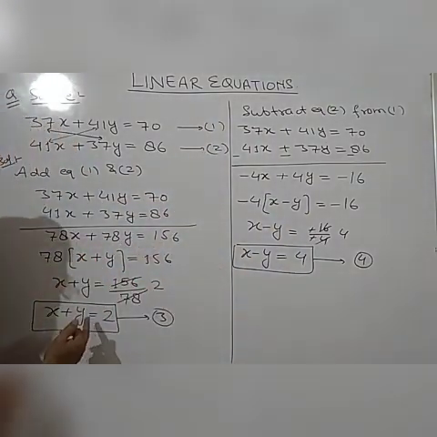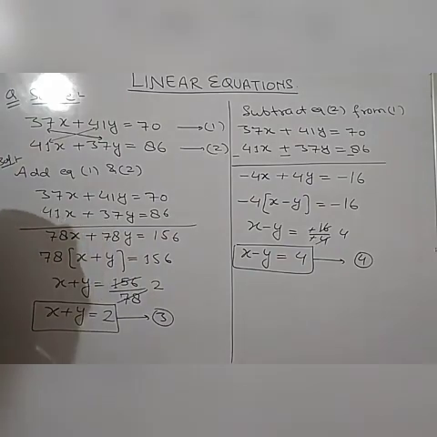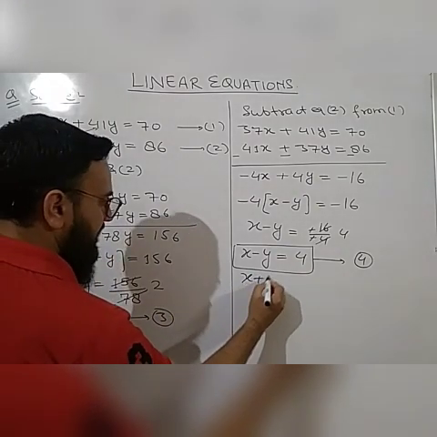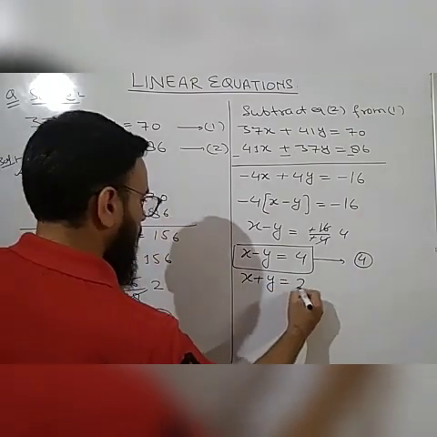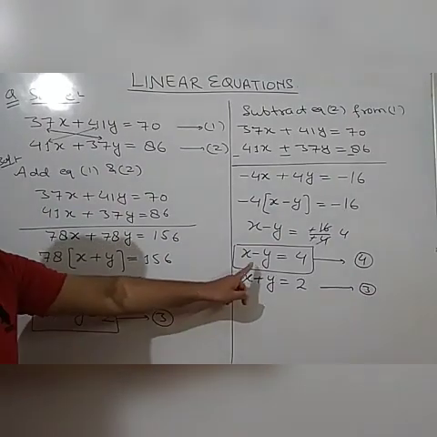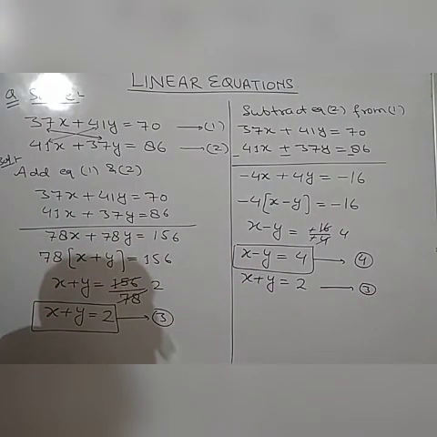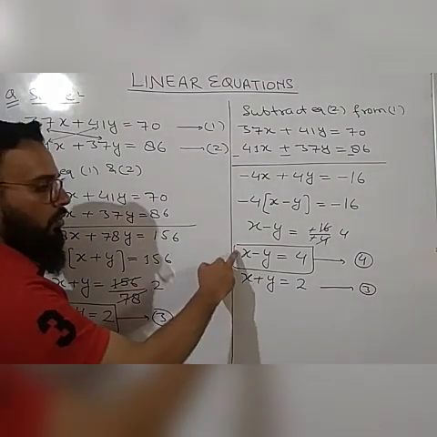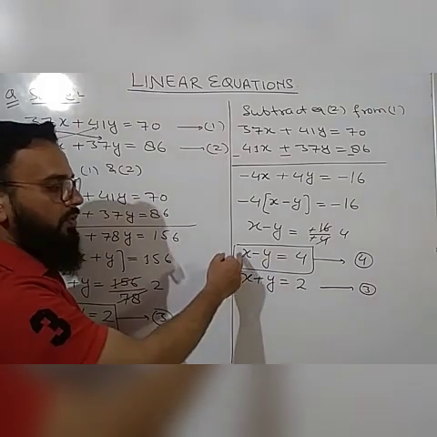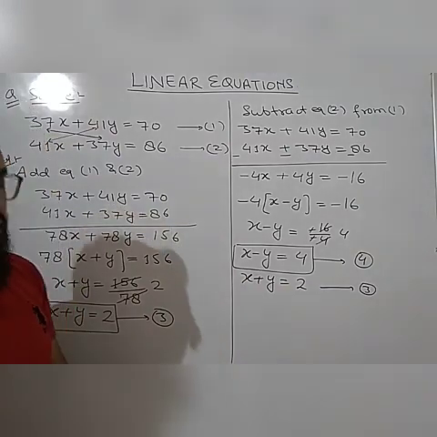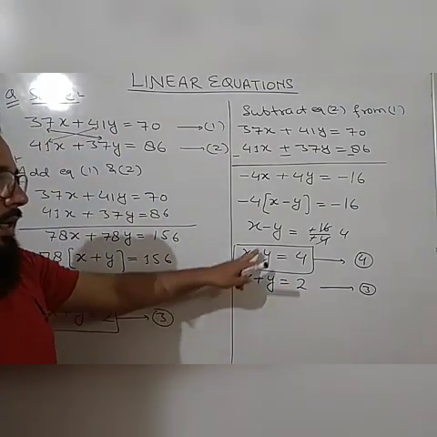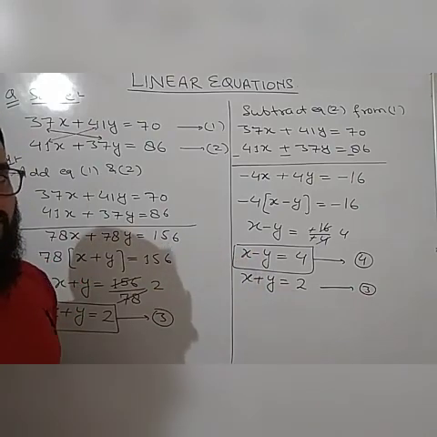Now we can simplify these third and fourth equations. Equation number 3 is x plus y is equal to 2. Now we have to solve equation number 4 and equation number 3. And we are seeing here that the coefficients are equal. If we want to use the method of equating the coefficients, in these two equations, the coefficient of x are also equal and the coefficient of y are also equal.